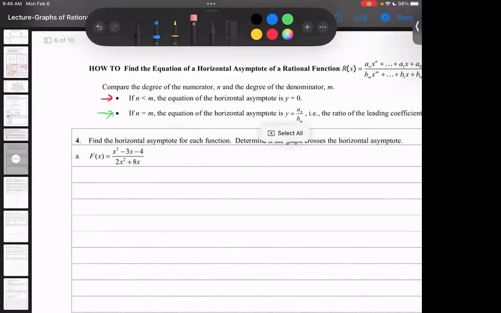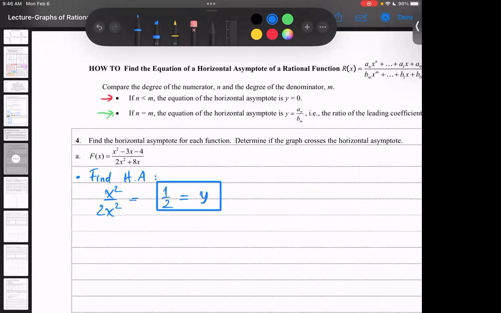All right, let's do number 4 together one more time. My first step is to find the HA. You take the leading term of the numerator divided by the leading term of the denominator, 1/2, and that will be your horizontal asymptote. And please write y equals 1/2. If you just give me 1/2, it doesn't make any sense. It's the whole line. So that's the whole equation.